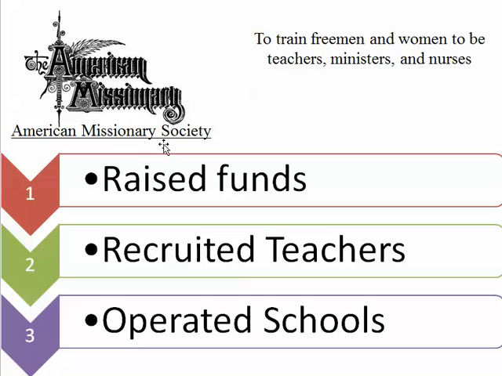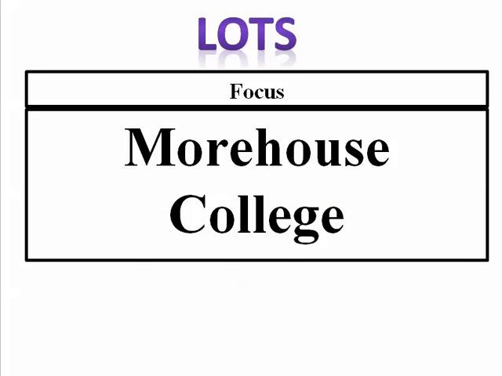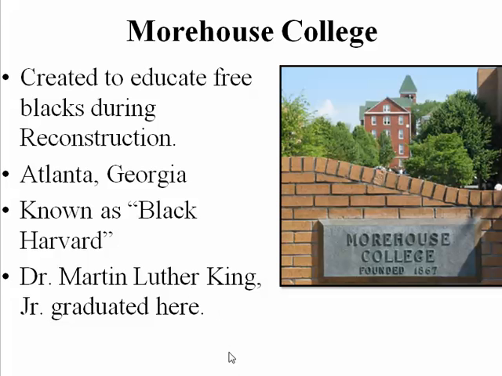So the American Missionary Society set up that Freedmen's Aid Society, and what they would do is raise funds and recruit these teachers to come south, and then this missionary society would operate these schools. Alright, one school set up during Reconstruction was called Morehouse College. Atlanta Baptist Seminary is what it was called before. It was called Morehouse College. But Morehouse College was created and founded in 1867. It was moved to Atlanta, Georgia, and its nickname was the Black Harvard.